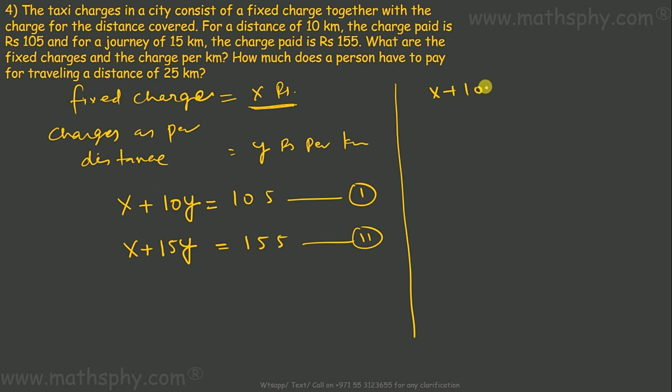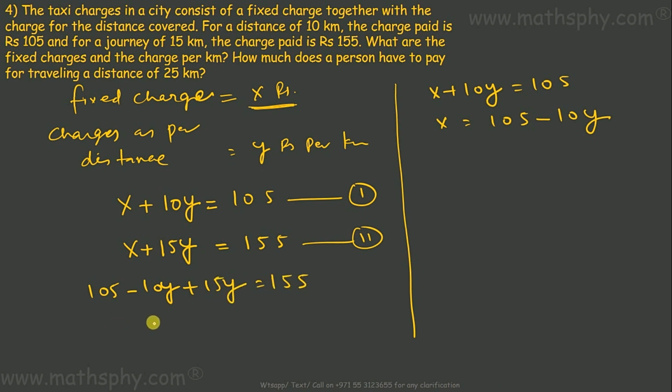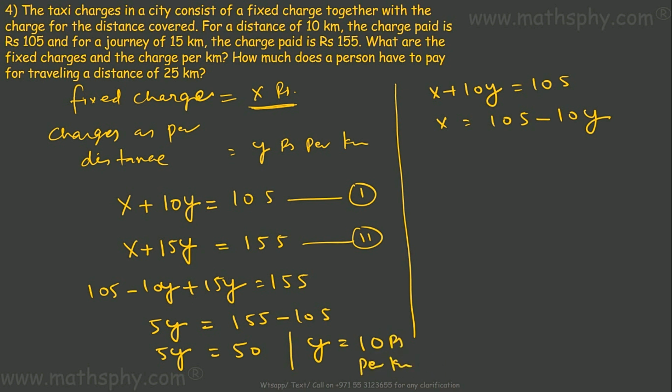X plus 10y equals to 105. So X would be 105 minus 10y. I'll replace this X with this one. 105 minus 10y plus 15y is equal to 155. So this would be 5y equals to 155 minus 105. 15y minus 10y gives you 5y. 105 goes this side, 155 minus 105. 5y would be 155 minus 105 gives you 50. So y would be 50 over 5, that is 10. So y is 10 rupees per kilometer.